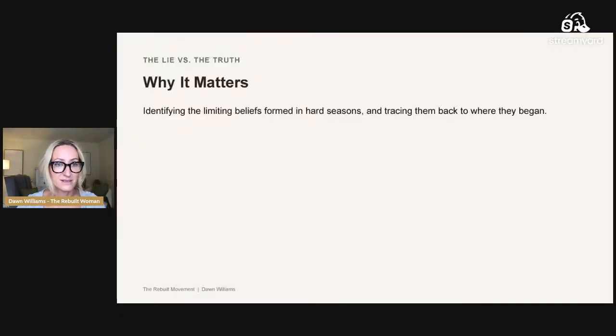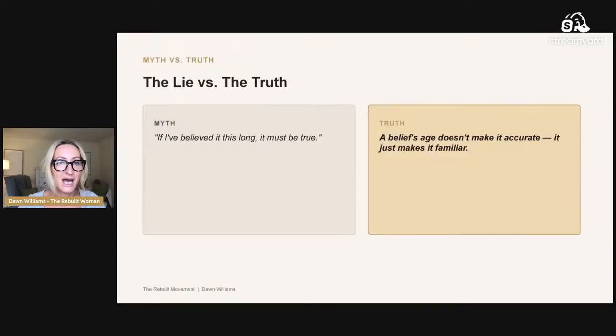So why does it matter? Why this matters: identifying the limiting beliefs formed in hard seasons and tracing them back to where they begin. So, the lie versus the truth. The myth is, if I believed this for so long, it must be true. My example was, I believed that things would just get better, and I believed that for a long time, and I thought that would be the truth. But the truth is, a belief's age doesn't make it accurate. It makes it familiar. I'm going to say that again. A belief's age doesn't make it accurate.